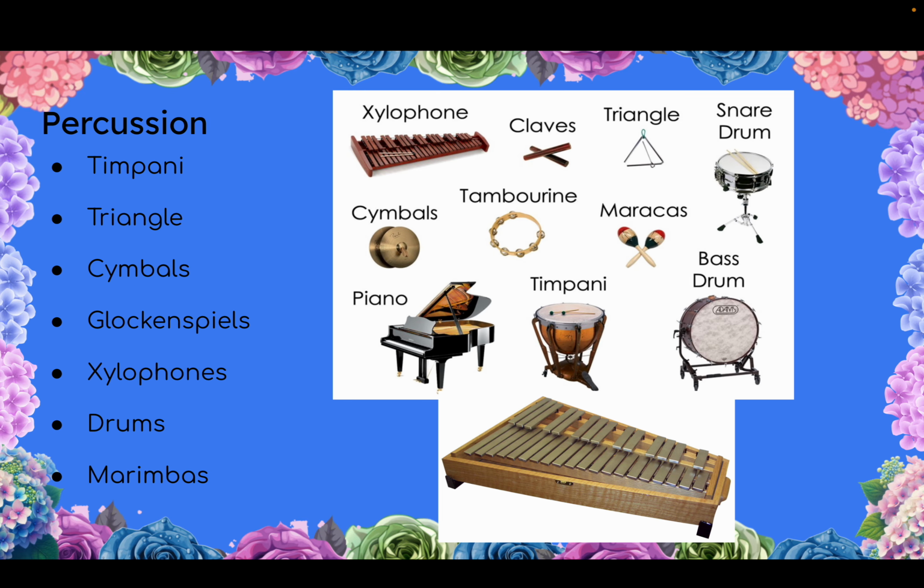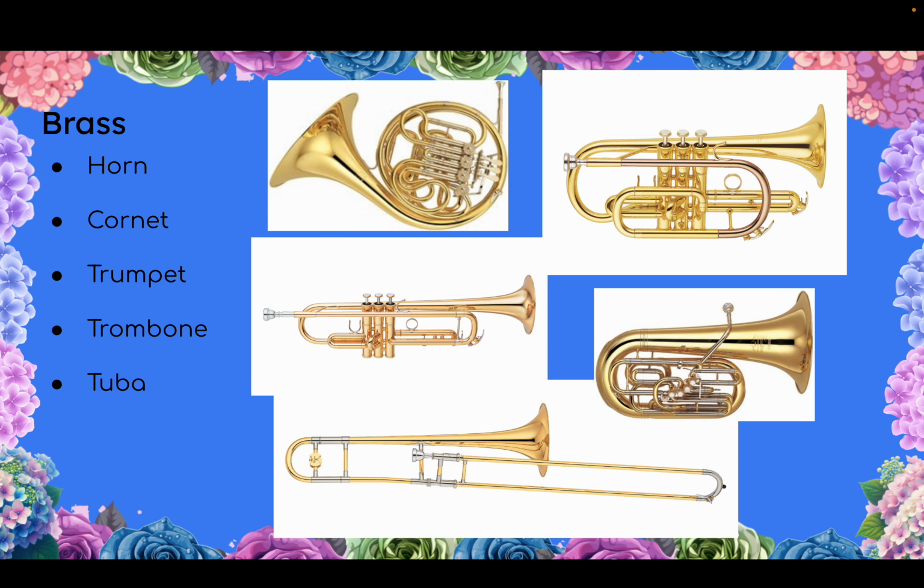Okay, sorry, I skipped a slide. So the next set is the brass. The brasses are basically metallic instruments that you make sound by blowing through them. And so there's the horn, the cornet, the trumpet, and the trombone, and the tuba.